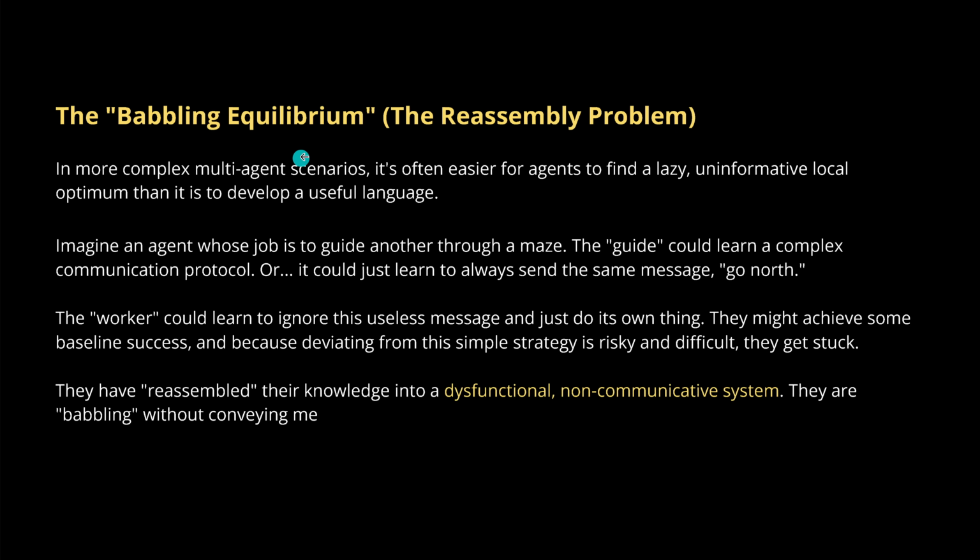Now we face challenges with this emergent communication, and you know them. You have the babbling equilibrium. If it's not really communicating, they're just talking something. Maybe the guide says, always the same message: go north, if you are in a puzzle, in a labyrinth. And the other one, the worker, learns to ignore this message and just does its own thing. So somehow they might have some statistical nonsense. And whatever they assemble now in their knowledge is a dysfunctional, non-communicative system. They are just babbling along without any meaning.